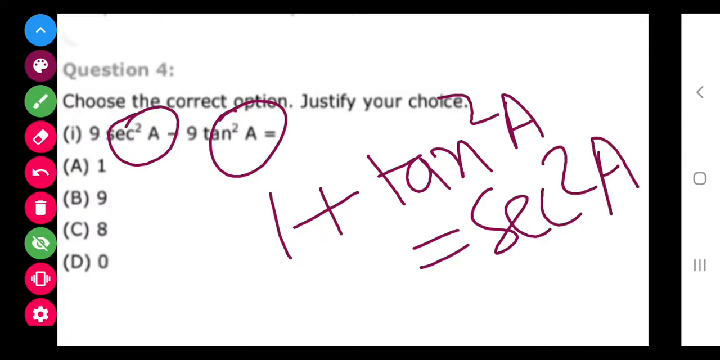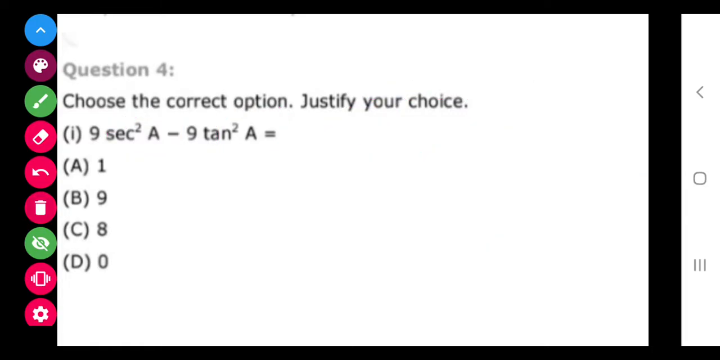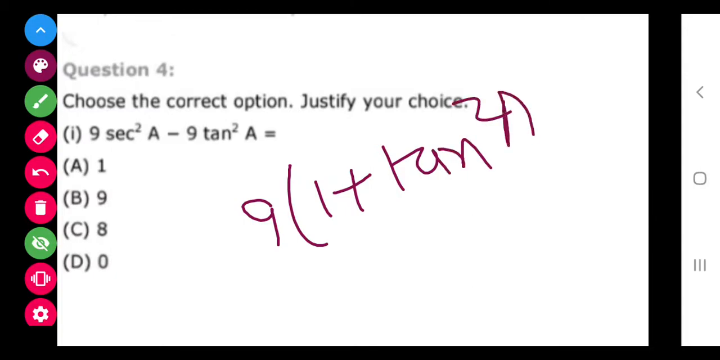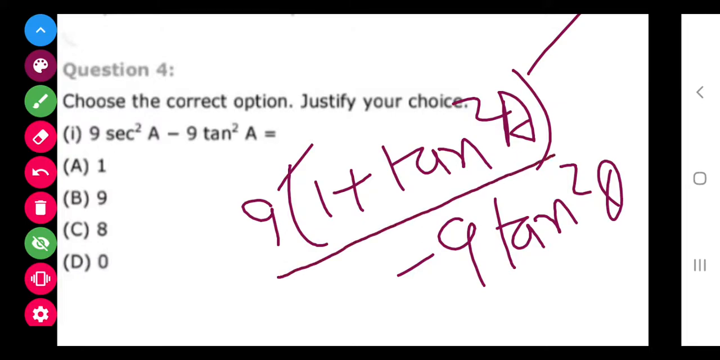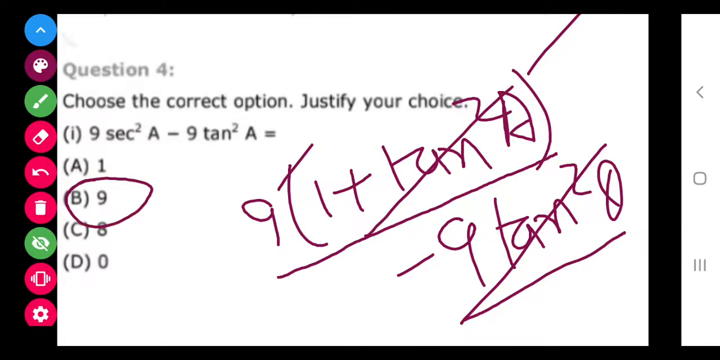What I will do is, in place of sec square theta, I will write 1 plus tan square theta. So when I do this, it will become 9 within bracket 1 plus tan square theta, minus 9 tan square A. Now when you open this bracket, it will become 9 plus 9 tan square A minus 9 tan square A. So this and this will be cancelled and 9 will be the answer.